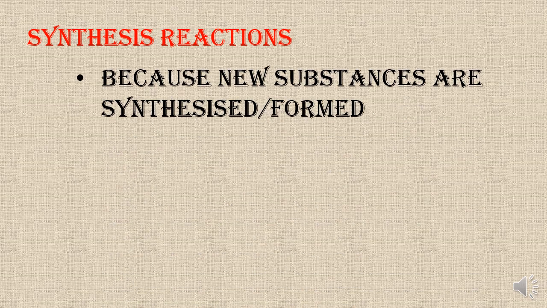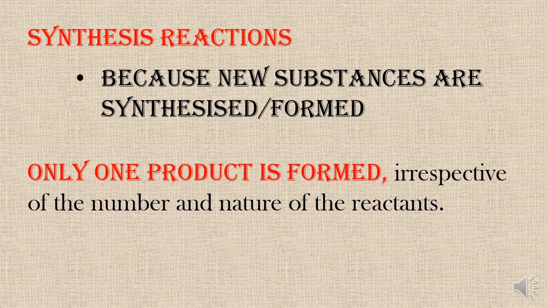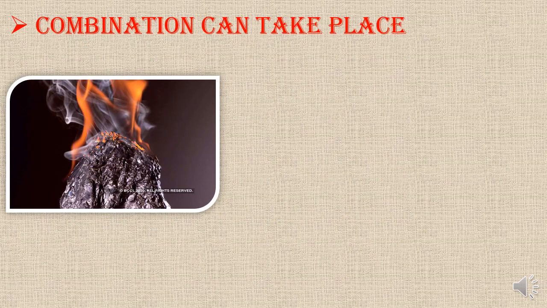Remember, combination reactions are also called synthesis reactions. Why? Because new substances are synthesized or formed during such reactions. Next important point is only one product is formed irrespective of the nature and number of the reactants. The number of the reactants can be either 2, 3, 4 and so on, and the nature can also differ. Now we will discuss what kind of chemical combination can take place.